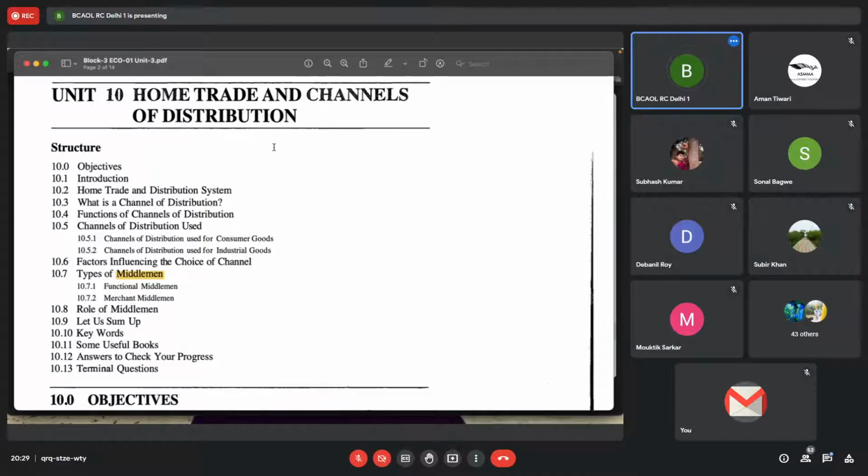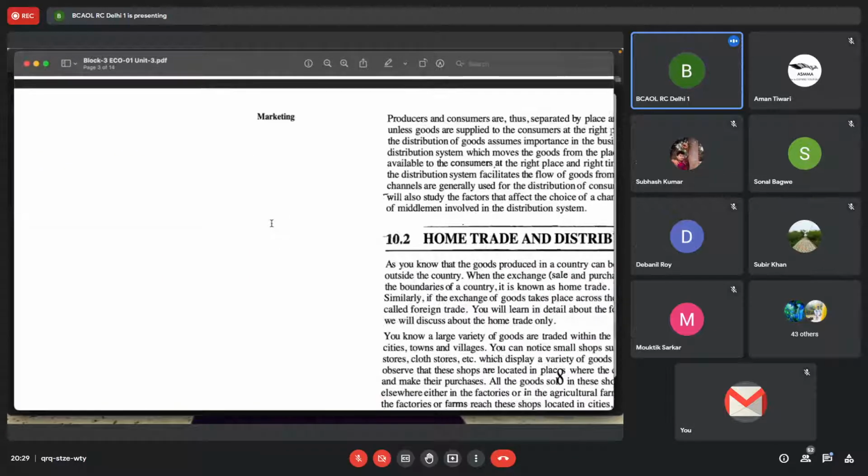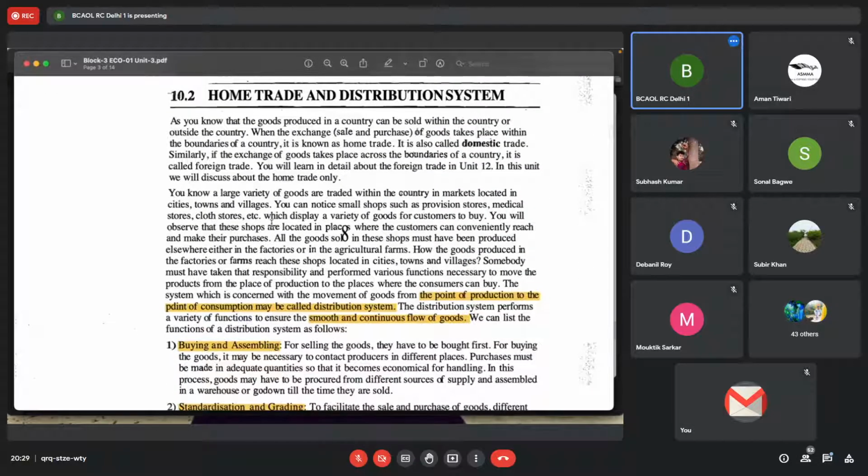Okay. All right. So guys, coming to trade distribution channels. What happens is the route that the product takes from the point of production to the point of consumption, that is your distribution system.